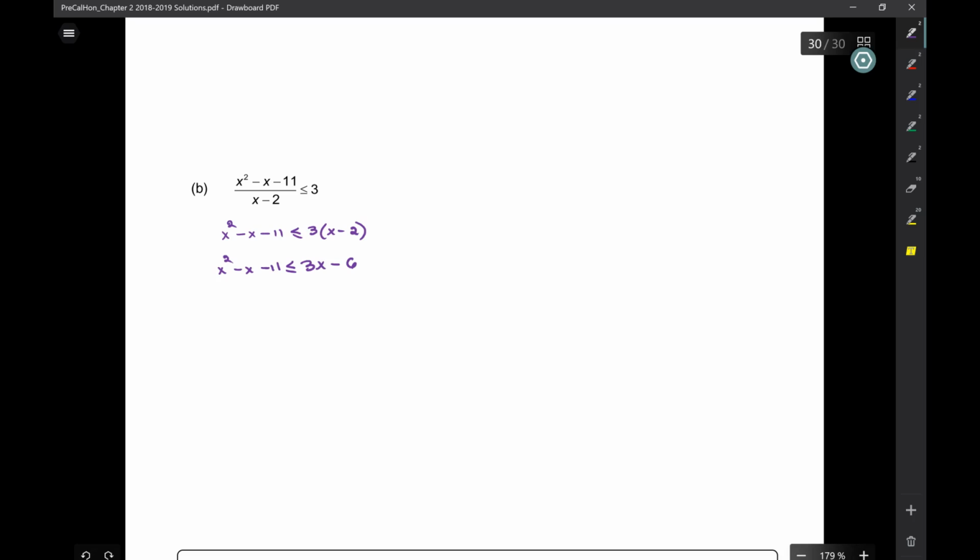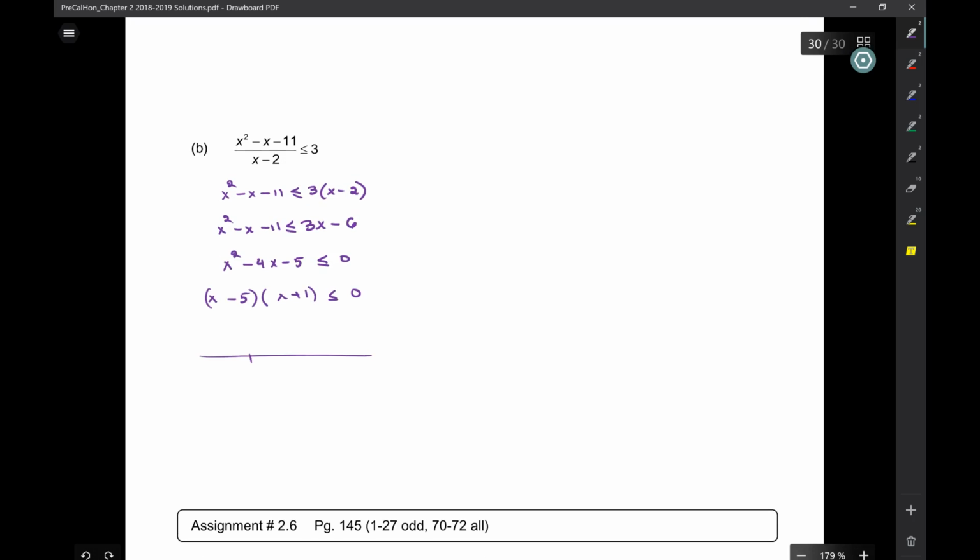All right, so now if I move everything to the same side, I'm going to get x squared minus 4x minus 5 less than or equal to 0. When I factor this, I get x minus 5, x plus 1 less than or equal to 0. Okay, so on my sign chart, I'm going to get -1. And what other number? And is that it? You also have to put in the 2. Okay, don't forget the 2.